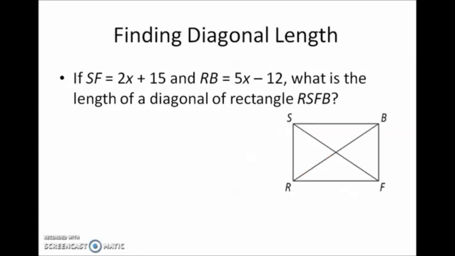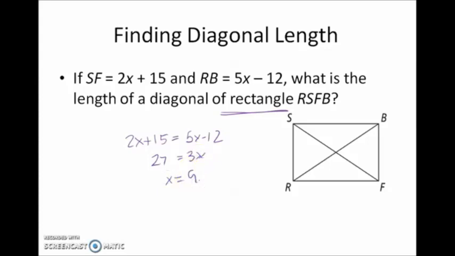So if I was given this diagram and told that SF was 2x plus 15, and that RB was 5x minus 12, and I wanted to find the length, what will I do? Well, we already know from the last slide and theorem that these diagonals are congruent to each other because we're being told it's a rectangle. So that means that 2x plus 15 must be equal to 5x minus 12. And that means that 3x is equal to 27, and x would be equal to 9.